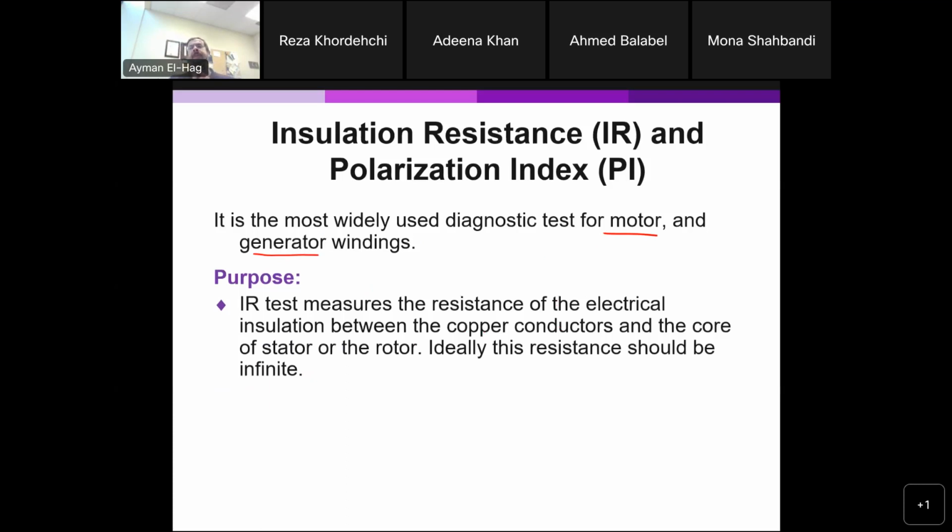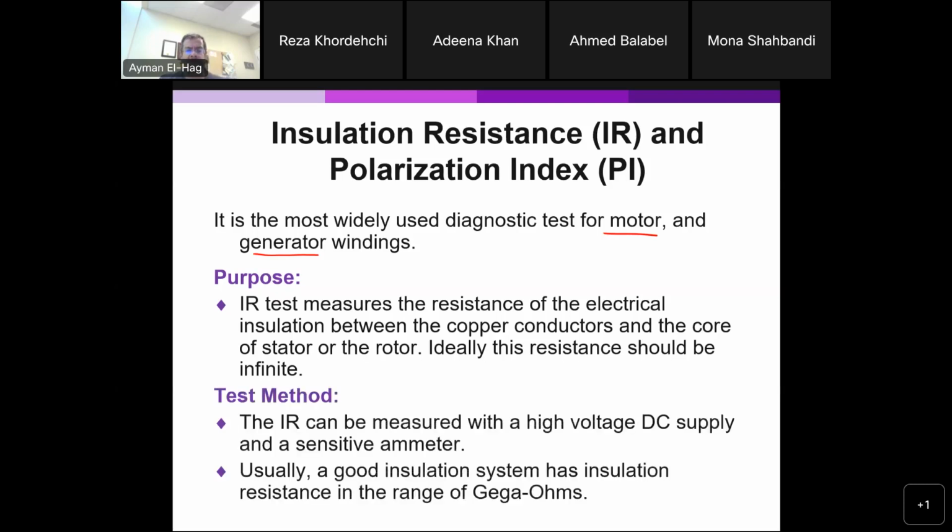If you want to see, for example, the core insulation system, because there is an insulation system between the core and your conductors. If you want to see how good or how bad the system is, we try here to measure this resistance. Ideally, you want it to be infinity. There's nothing called infinity here. So basically, it is giga-ohm that you are looking for. That is a good insulation system.